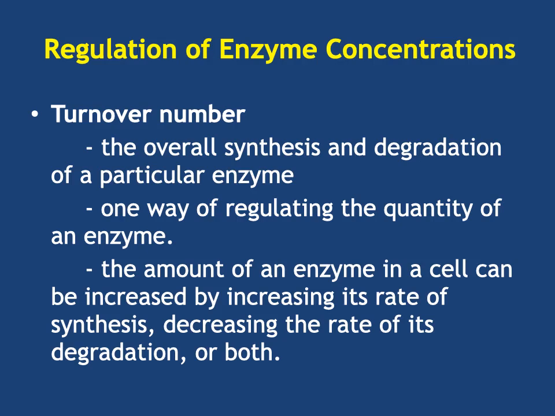So what are the ways of regulating an enzyme? The amount of an enzyme in a cell can be increased by, one, increasing its rate of synthesis, or two, decreasing the rate of its degradation or destruction, or you can do both.